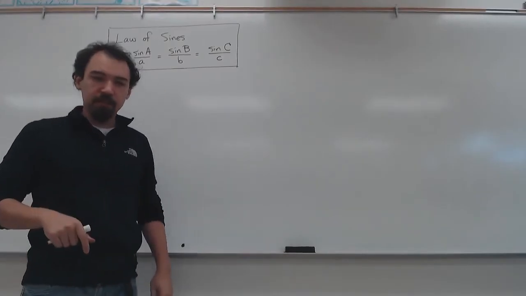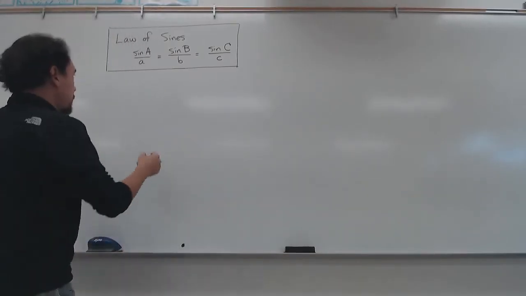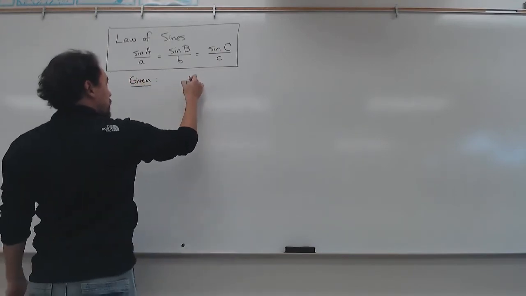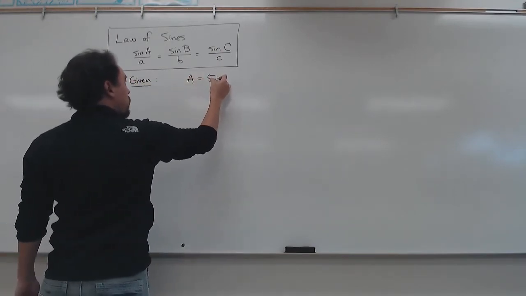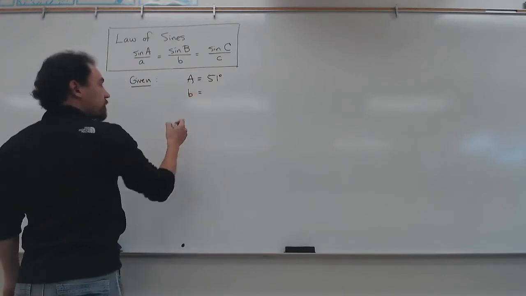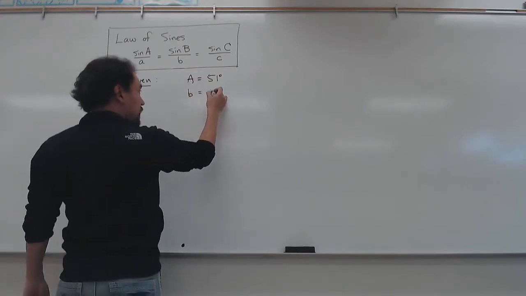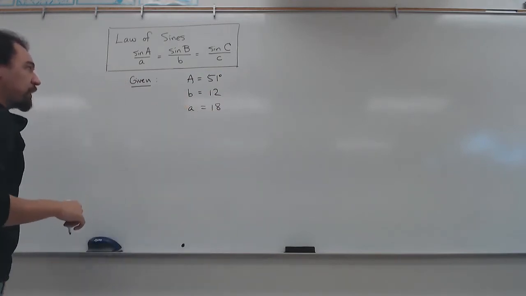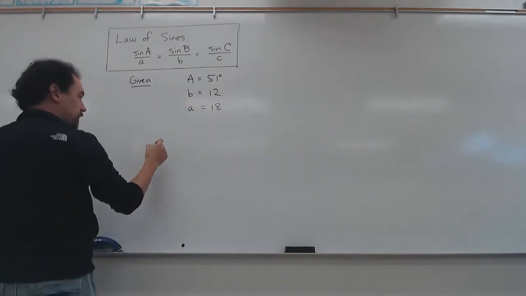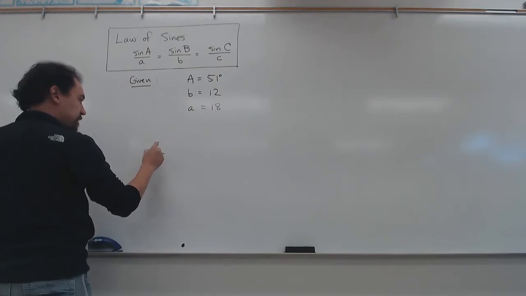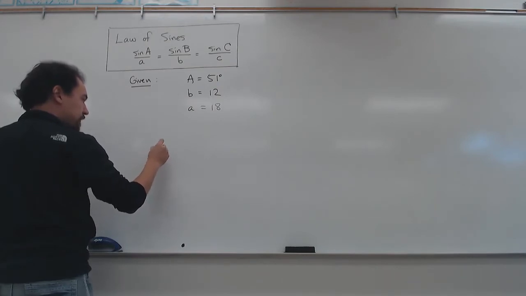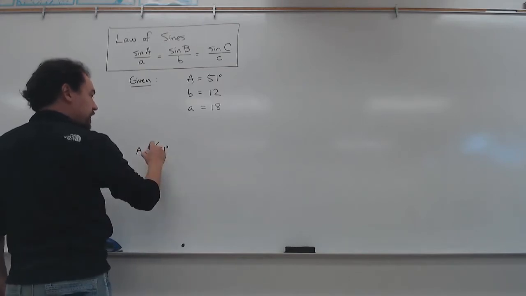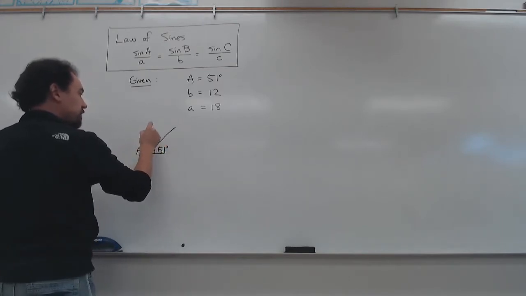All right, let's look at another case. So this time, the given information, we'll have angle A is 51 degrees, side length B is going to be 12, and side length A is going to be 18. It looks a lot like what we were given last time. So let's try to draw a picture. We've got angle A at 51 degrees. This is angle A. And then we'll put angle B down here, which means side length B will end up right there.